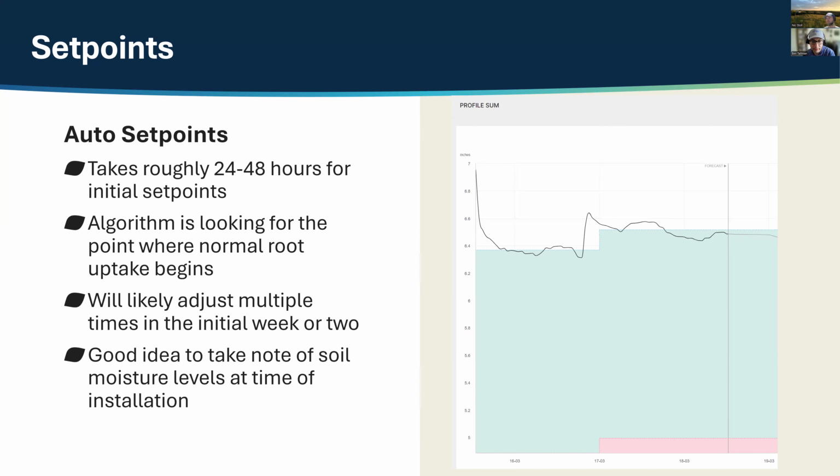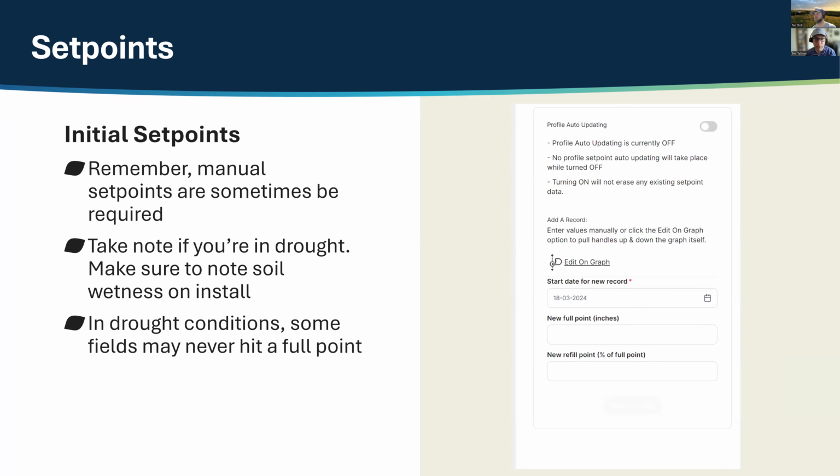Now, again, take note of the soil at the time of installation and utilize the tools in there to make sure that we're giving you as accurate of set points as we can at the initial point of installation. Now, sometimes manual set points are needed. Case in point, if you're installing it in a drought situation, and you know you're at the refill point or even below the refill point, really take note of that.